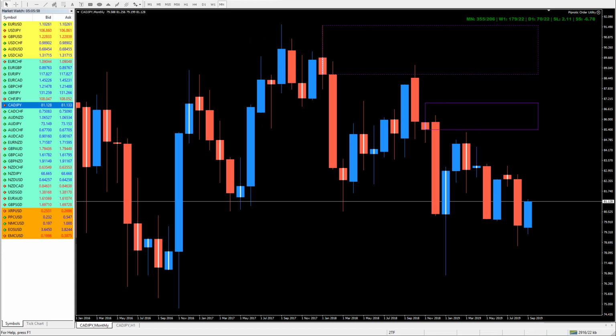I like this one a lot actually. I really like that one. It's a very beautiful pattern. Not yet tested. You can see the box is untested. So I like that. Looks pretty interesting there. It's a really strong move.